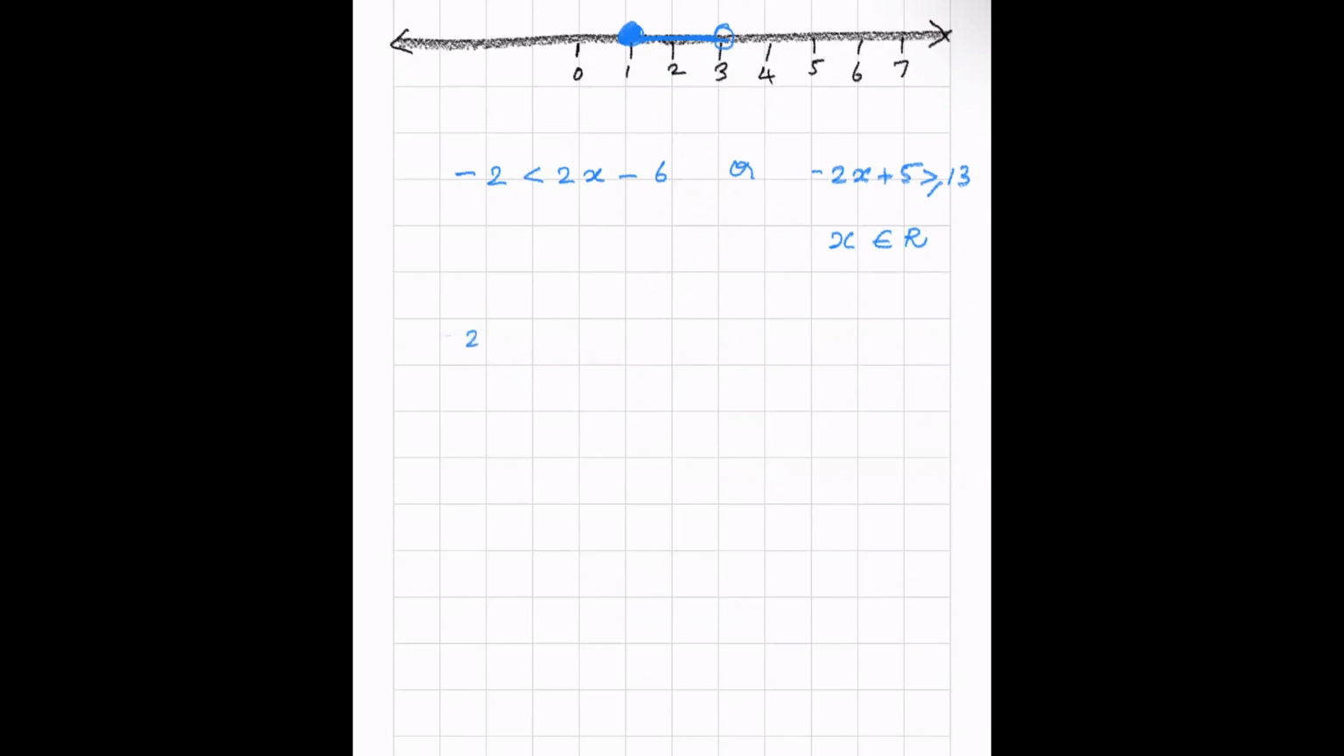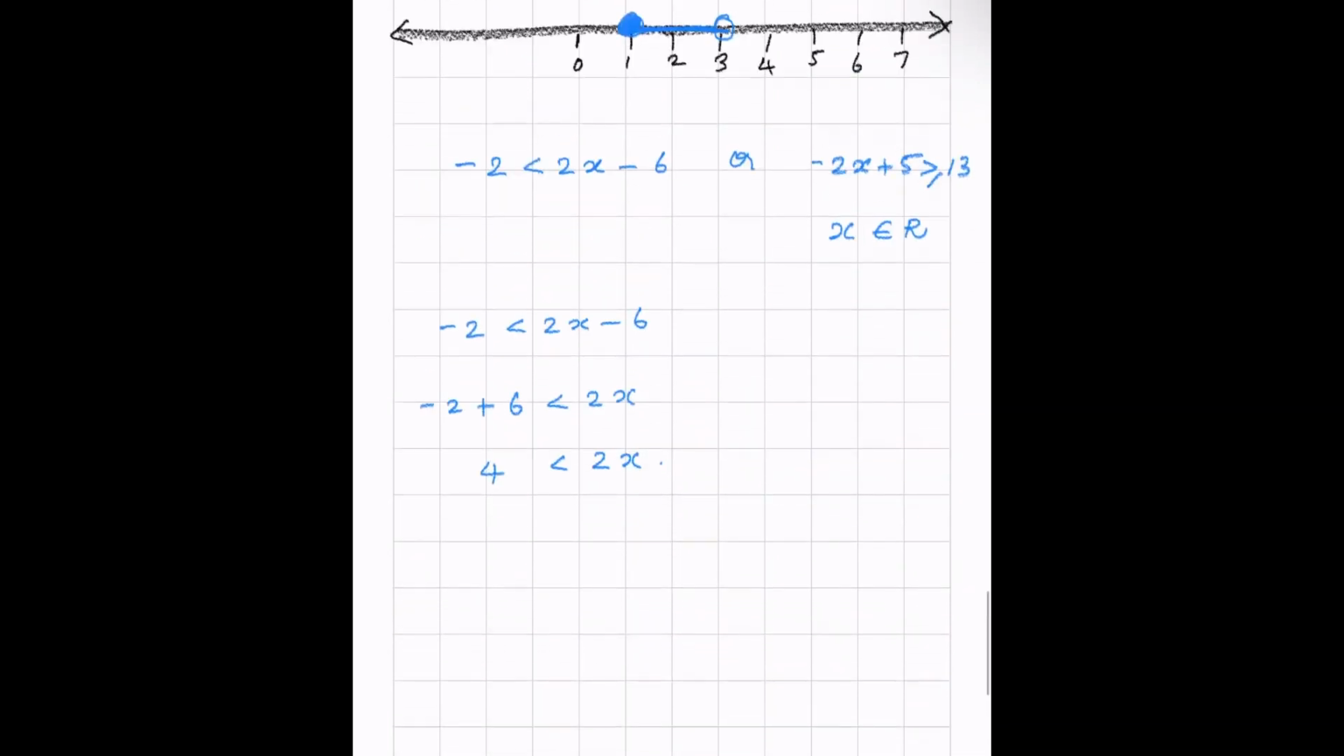So take the first one, negative 2 less than 2x minus 6. Take negative 6 to the other side, you get negative 2 plus 6 less than 2x, so 4 less than 2x. Divide and you are getting 2 less than x. Basically, x is greater than 2. 2 less than x means x is always greater than 2. Okay. Now, second part. So this was our first part. Let's do the second part, that is negative 2x plus 5 is greater than or equal to 13.